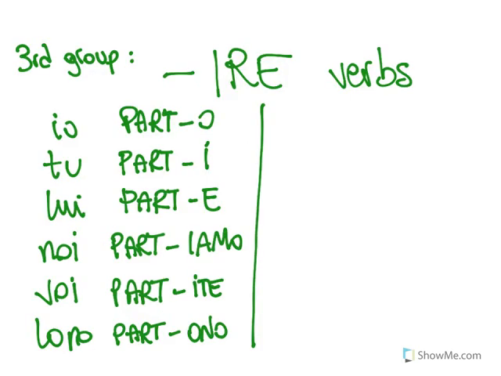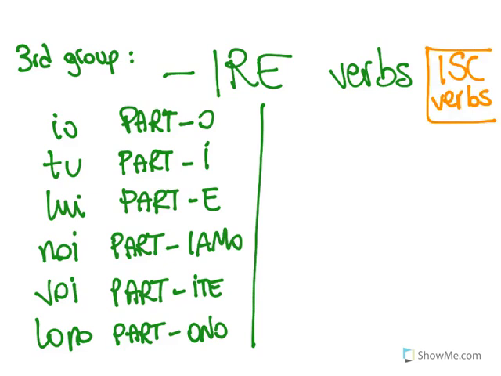I just want to go back for a moment to the third group ending in -ire, those -ire verbs that we just saw. Partire is conjugated in this way. Io parto, tu parti, lei o lui parte, noi partiamo, voi partite e loro partono.